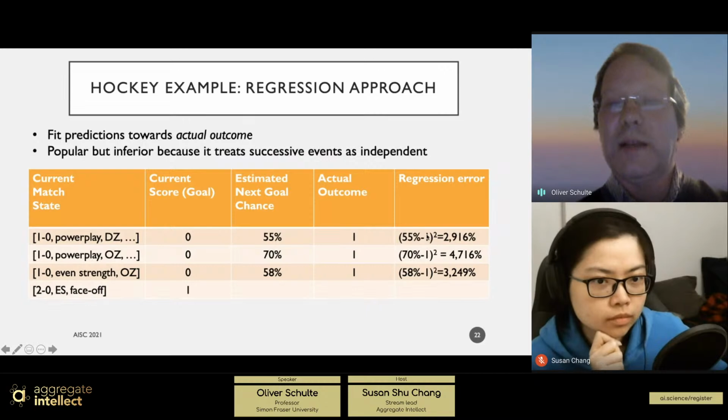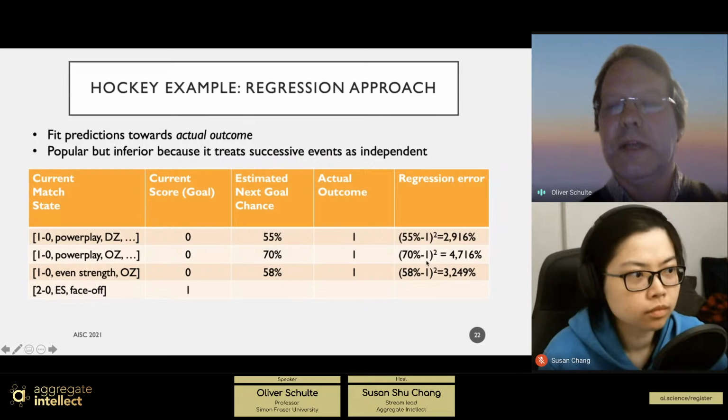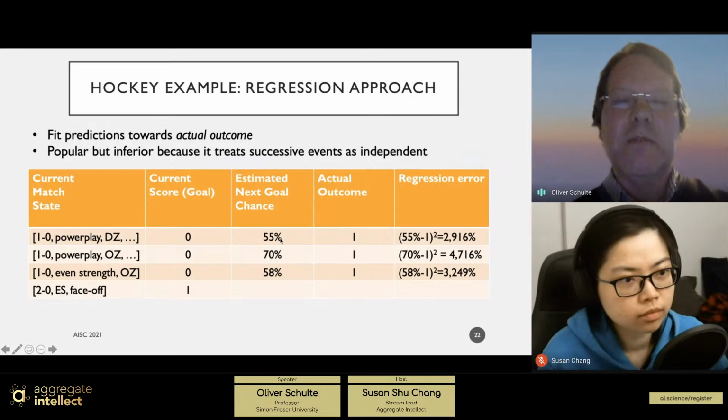So then that gives me an error. Then I thought they had a 70% chance of scoring, but it was actually 1, another error. And so at every point, I can say, well, what was the chance that I assigned them compared to the ground truth value?